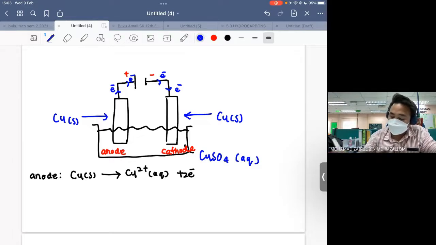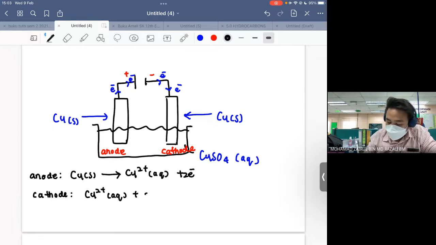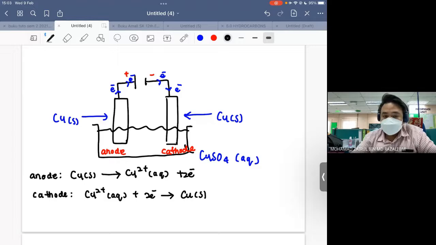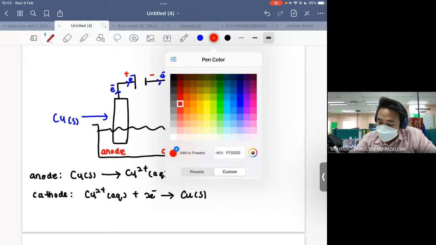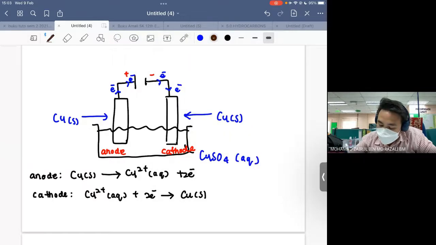So at the cathode, kalau kita ingat semalam, between copper 2+ and water, copper 2+ has a higher value of standard reduction potential. So compared to water, the copper 2+ is the one yang akan discharge at the cathode. So it will gain 2 electrons released by the copper electrode to form copper solid. Kalau kita observe cathode itu, kita akan nampak akan ada brown solid started to be deposited on the cathode.